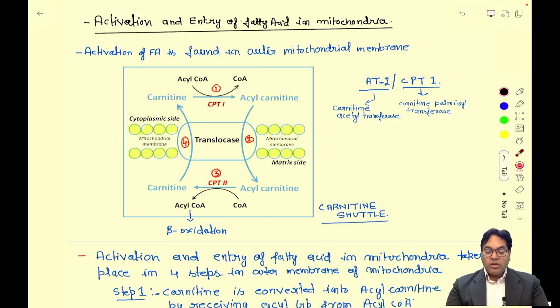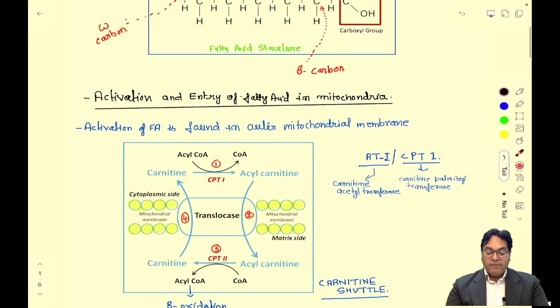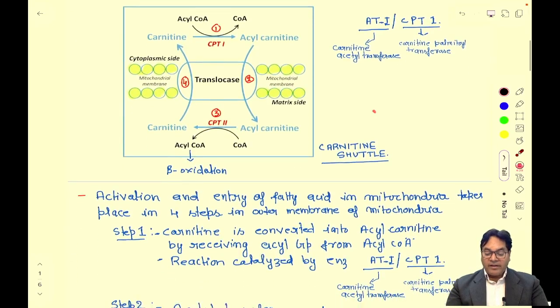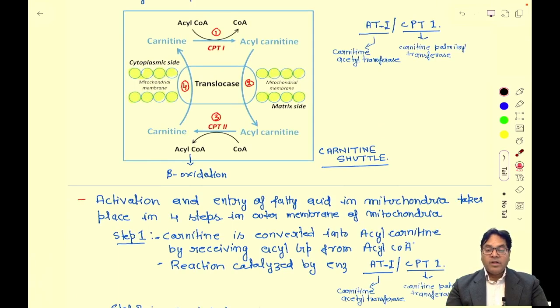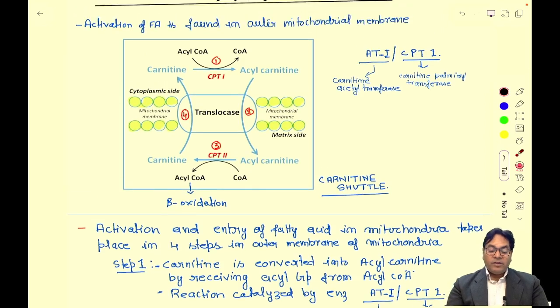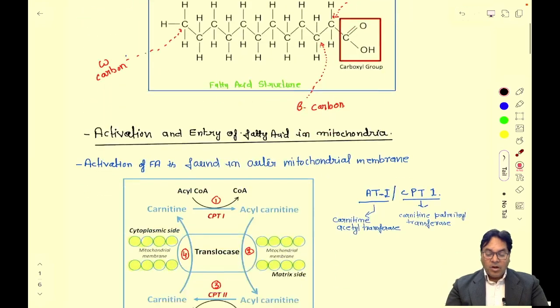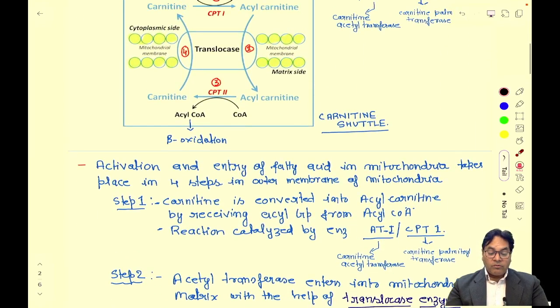Now we can also remember one point over here, that this carnitine shuttle acts as the rate limiting step, because if any of these enzymes is not functioning properly, or they are being inhibited by some other sources, then the entry of fatty acid does not take place and the beta oxidation is blocked. We will discuss it later on. All right. So these are the four steps.